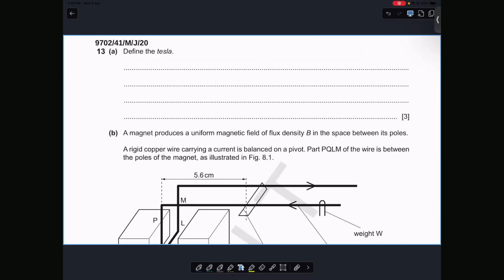Do you understand what I'm trying to say here? So 1 Tesla is a magnetic flux density that generates a force of 1 Newton on a wire carrying 1 ampere current, having a length of 1 meter, such that they're all perpendicular to each other. That's the better way. Okay, because when you say unit, you have to talk about the units there.